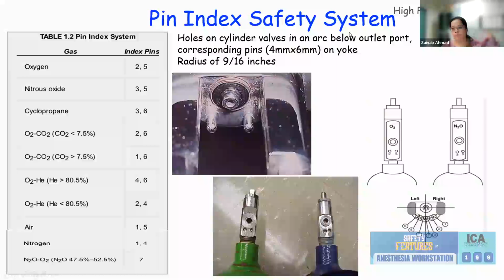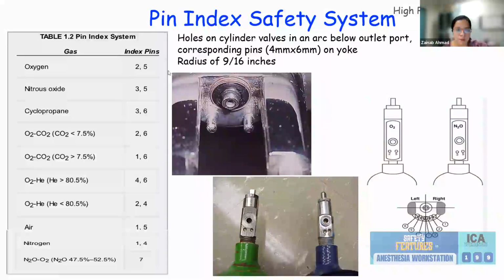Then the most important system, which is often asked about and we are very familiar with, is the pin index system. We all know that below the outlet port in the body of the yoke, there are holes. These holes correspond to positions which are arranged in an arc of a radius of 9/16 of an inch. This is a little theoretical, but you have to remember that these pins have their own place and their own orientation. As you can see in this diagram, there are 6 possible positions, and the 7th one is in between 3 and 4.